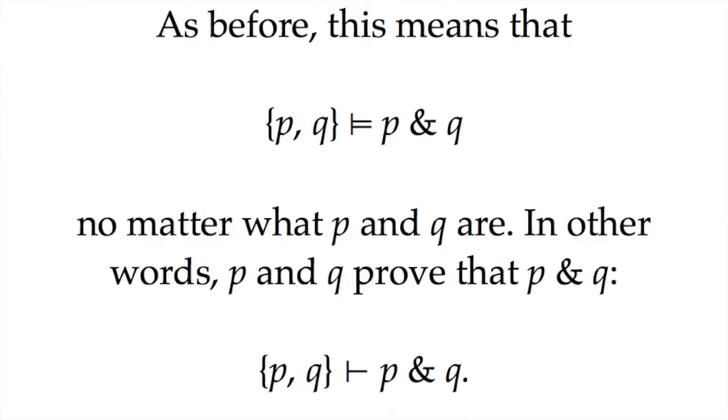And so in general, whenever you have the two premises P and Q, that entails the conclusion P and Q, no matter what P and Q are. And so, P and Q prove P and Q. All right? And that's what I've written here on the last line. Again, that symbol that looks like a sideways T just means proves.